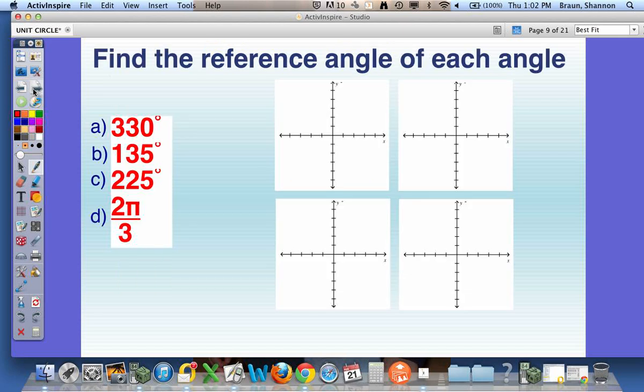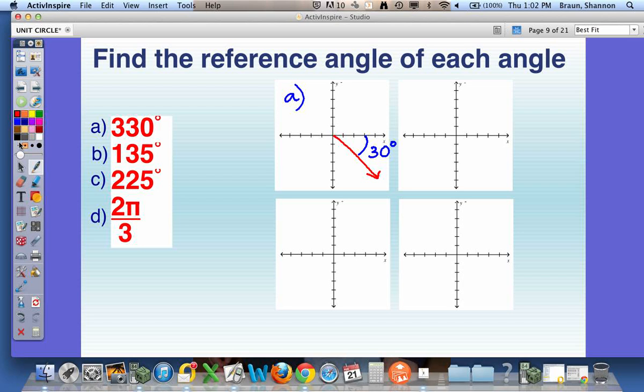Okay. So we're going to draw a few. If I were to draw a 330-degree angle, around here, that's going to be about right here. What's my reference angle for this one? 30 degrees. Okay, so there's part A.